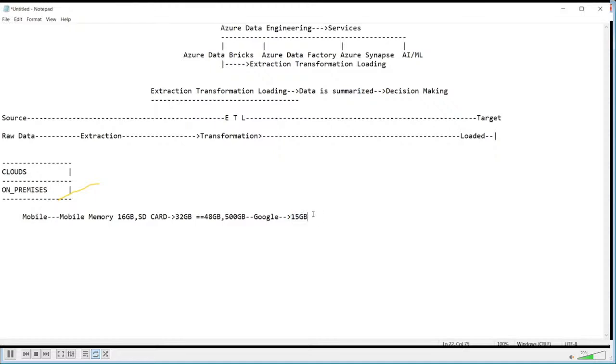External hard disk, that is fine. But I want the data. Okay, no problem. One more way is that you can ask Google to increase the size. That is very good. That means from 15 GB, I want 500 GB.